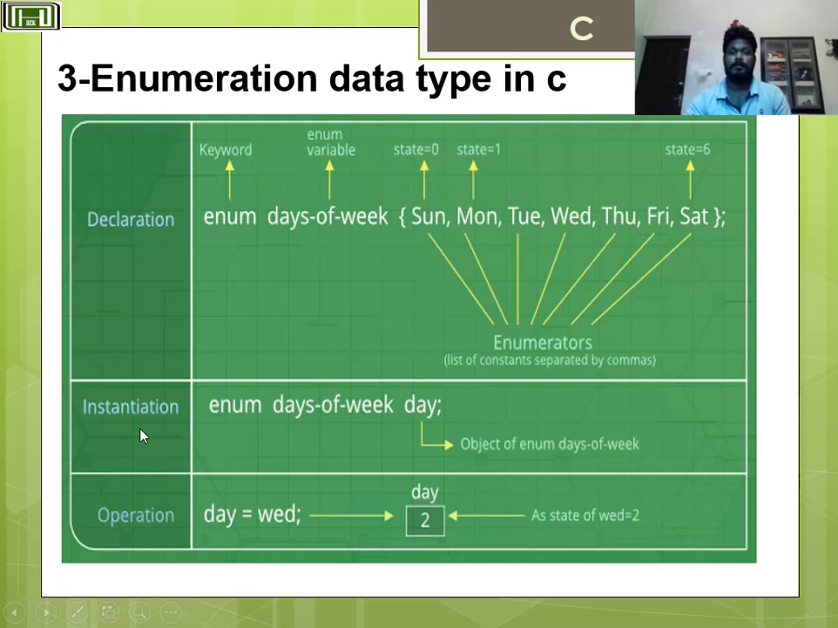Here is the example: enum days of week day. Day is the object of enum days of week. This initialization is instantiation. Then we assign day equal to 2. Numbering starts from 0: Sunday 0, Monday 1, Tuesday 2, like that. In the case of day Wednesday, the value is 3. So we will get the result for the states.